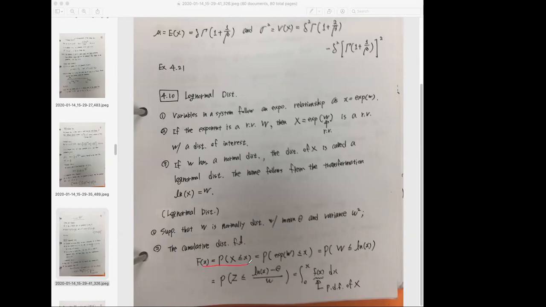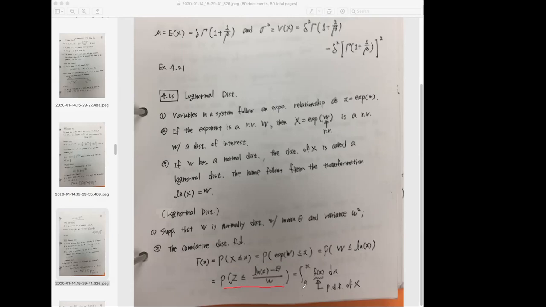Here, the probability that x is less than or equal to little x is the probability of the Lognormal random variable x. Since x can be expressed as e to the w, we substitute e to the w for x. Now, since w has a normal distribution, we take the natural log on both sides of the inequality. Then we find the z-score of w and the z-score of natural log x. Then we get this.